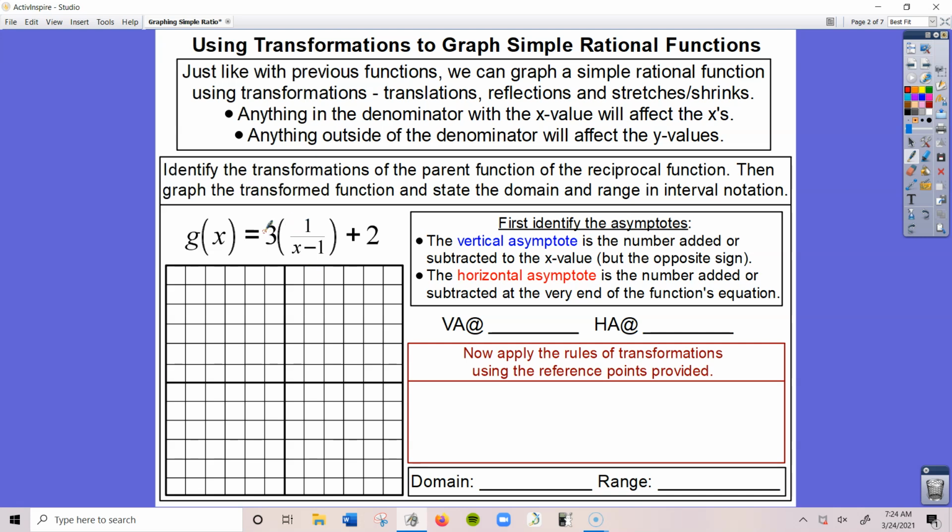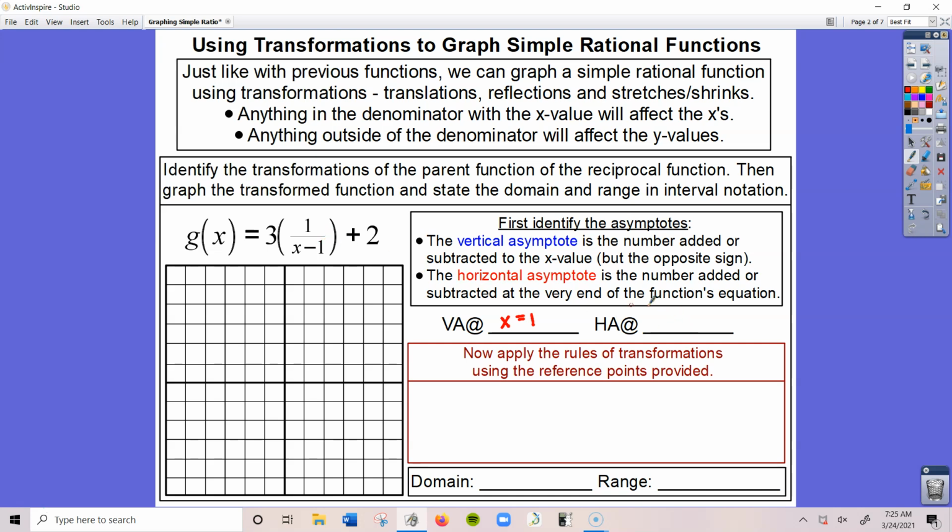Now over here we have 3 times 1 over x minus 1, plus 2. Our vertical asymptote is what makes the denominator equal to 0. So if you make x minus 1 equal to 0, we have a vertical asymptote when you solve for x, at x is equal to 1. Basically, whatever is down here, just switch your sign.